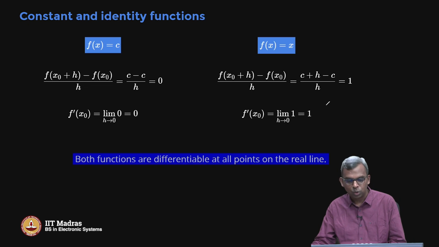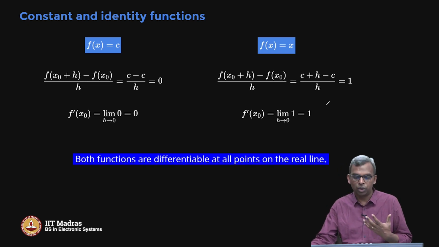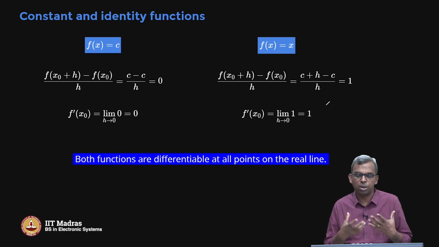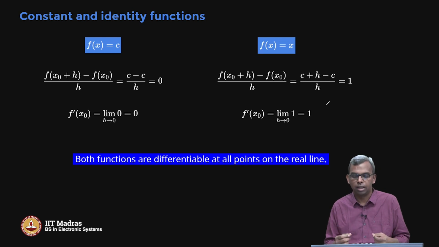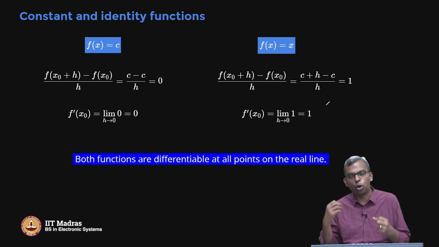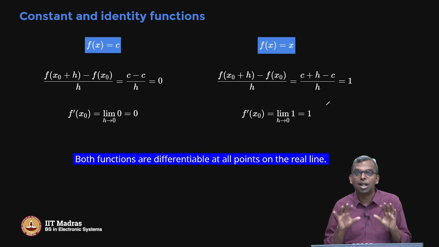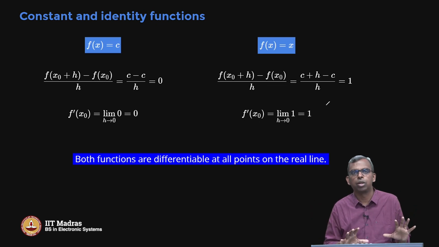Okay, so point is now you can see that both these functions, the constant function and the identity function, are differentiable at all points on the real line, right? So that's all x naught. You remember how we write down x naught, right? What is this x naught? For any x naught, f prime of x naught exists for both these functions. That's what I mean by saying differentiable at all points on the real line, and the derivatives are 0 and 1. For the constant it's 0, for x it's 1. Okay, very easy derivation.